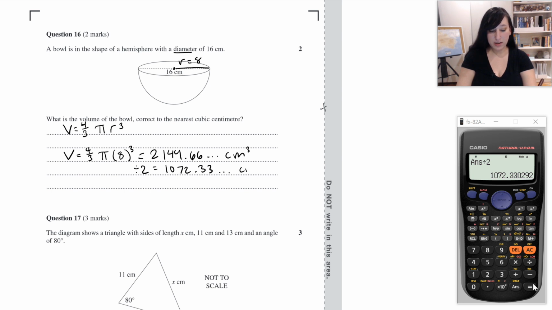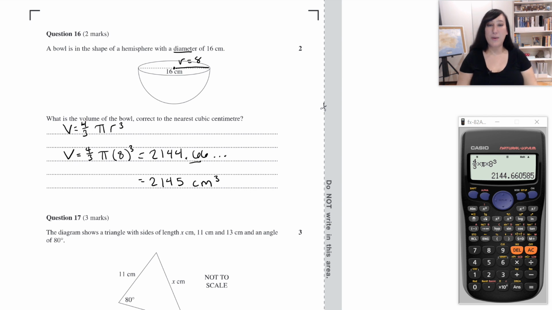1072.33 ... cubic centimeters. And the question asks to give the answer to the nearest cubic centimeter, which means here the nearest whole number. So if we're going to round this, and it's 1072.3, we'll round that down to 1072 cubic centimeters. Let's go on to question 17.